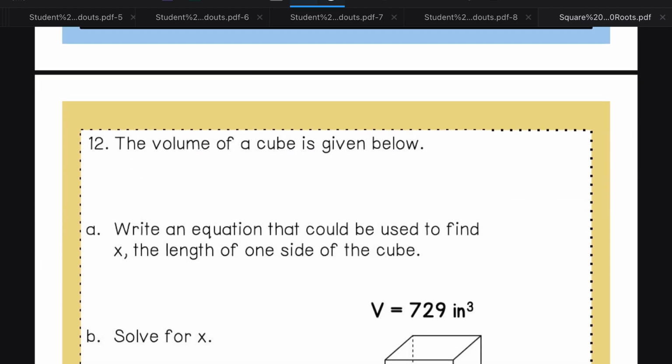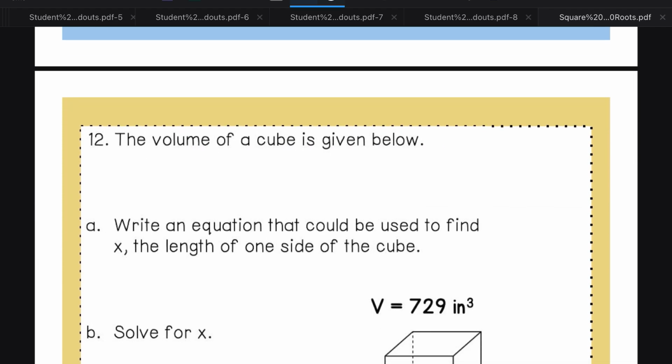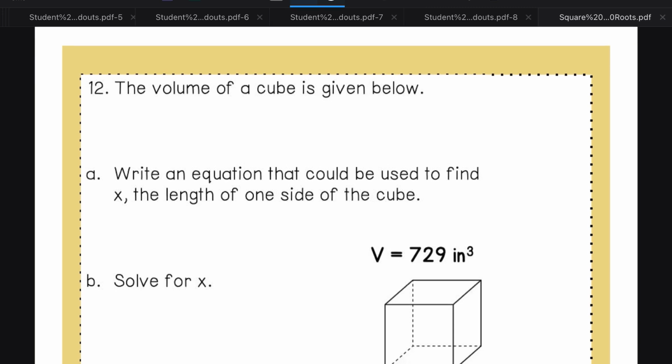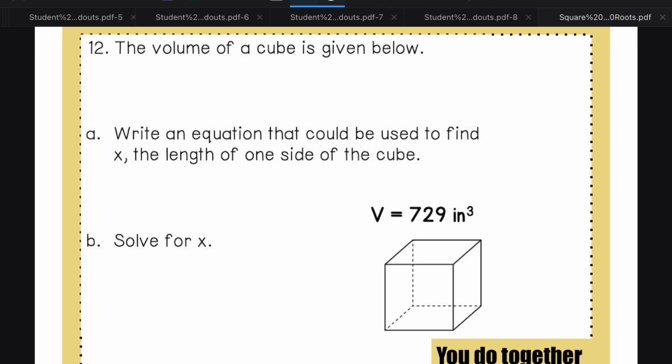The next is the volume of a cube. It's given below. Write an equation that could be used to find the side length. So the volume of a cube is the side length cubed, or here they tell us to use x, so we're going to use x. It would be x cubed is equal to the volume. Here we know that the volume is 729, so it would be x cubed is equal to 729.